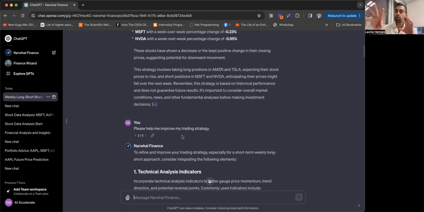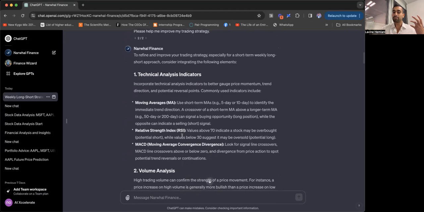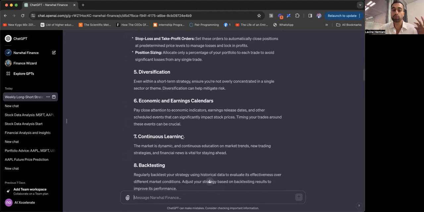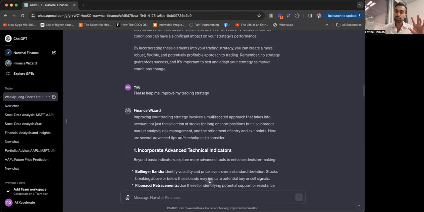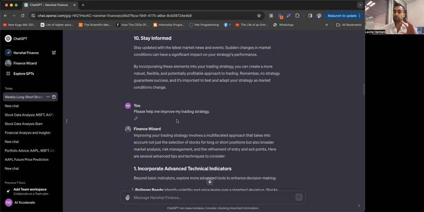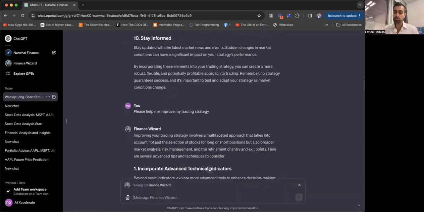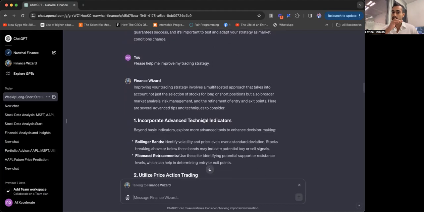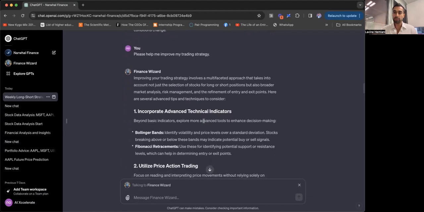So this is where it's useful to know how different GPTs can be embedded on each other. If I stick with the same GPT, which is Narwhal Finance, I'm not going to get that much more. It's mostly just fluff and a lot of stuff that we all know, diversification and earnings calendars, of course, right? What's interesting then is a different answer from Finance Wizard, where within the Narwhal Finance GPT, I went to Finance Wizard and I was able to ask it, please help me improve my trading strategy over here. So in this particular case, you have two different types of GPTs that have been trained with different data and are strong in different areas.